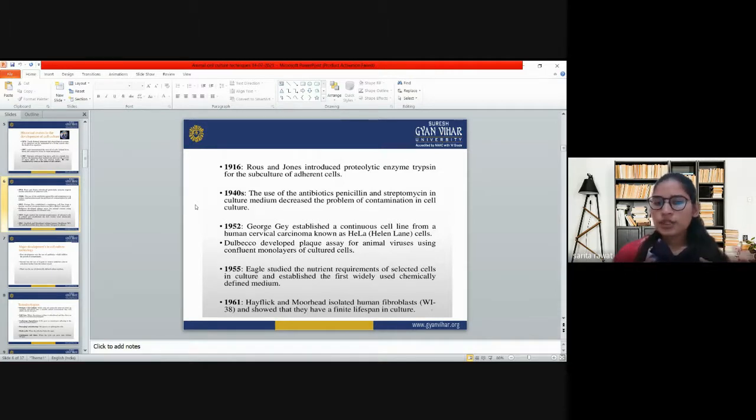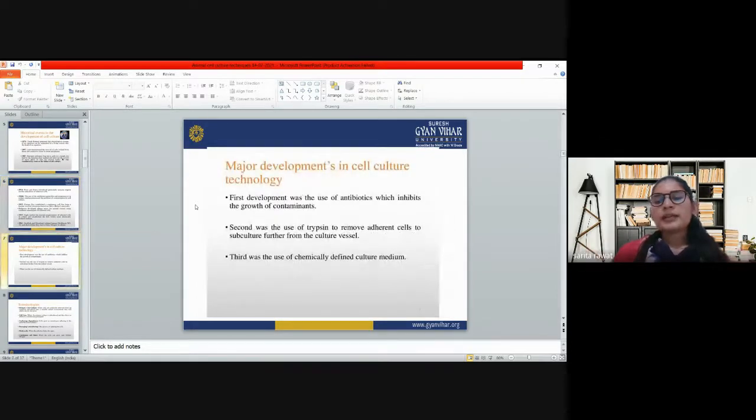In 1952, George Gey established a continuous cell line from a human cervical carcinoma known as HeLa, Henrietta Lacks cells. Then in 1961, Hayflick and Moorhead isolated the human fibroblasts. Then what are the major developments in cell culture technology?